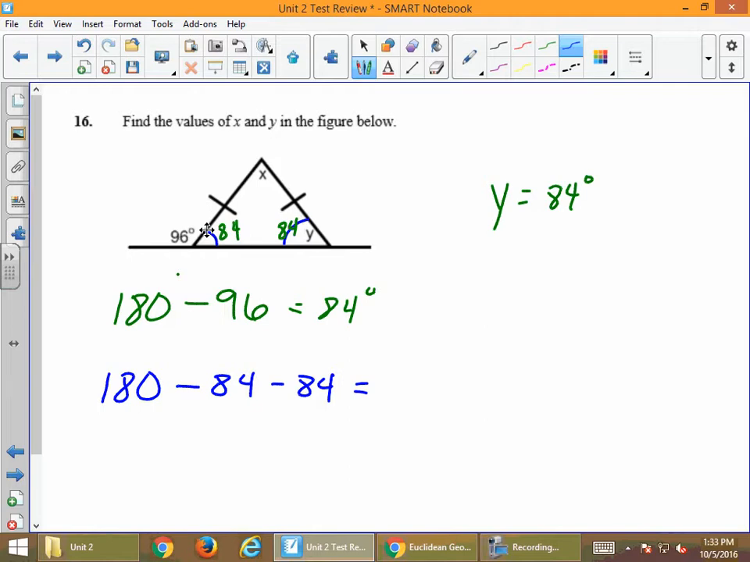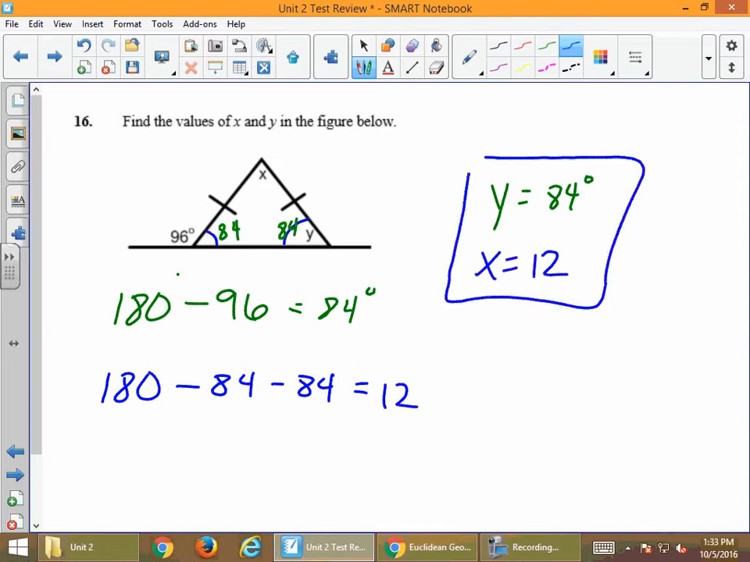Well, what is it? 180 minus 84 minus 84. What do we get? Calculator. What do you get? 12. So then x would equal 12. Questions? Alright.